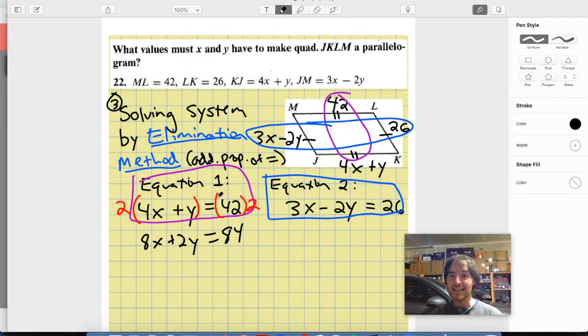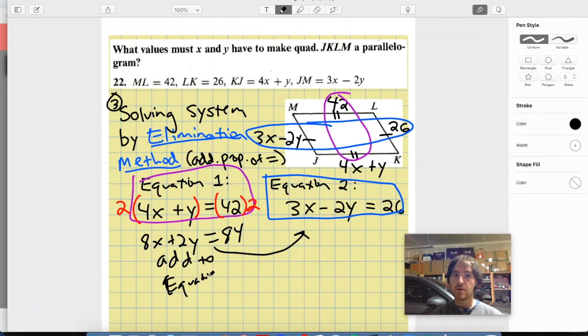Legally, I set up this equation. If I had to get 4x plus y equaling 42 in order for this to be a parallelogram, and that's a true statement, then if I double that statement, multiply 2 to the left side and 2 to the right side, that is still a true statement by the multiplication property of equality. And that's important because we're going to add to equation 2.